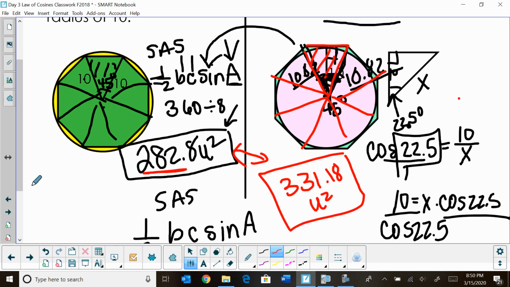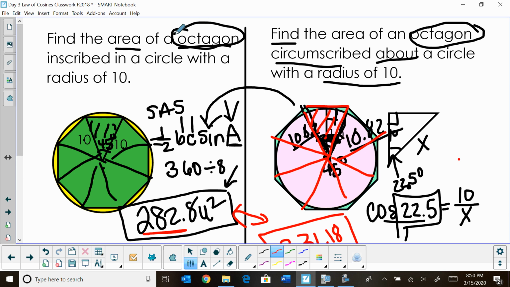So there you go. That's how you find the area of octagons, a simple way to do regular polygons. This works for any regular polygon, so hopefully you'll use it in your homework.